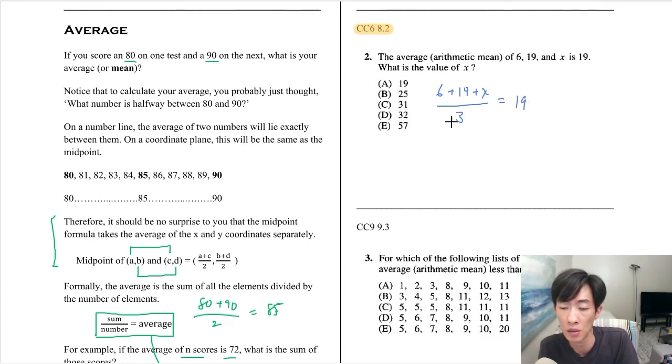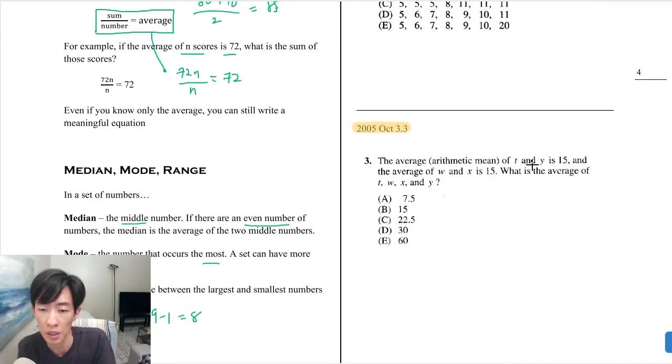So how do we figure out x? Just by simple algebra. Multiply both sides by 3, we get 6 plus 19 plus x. The right side becomes 57, 19 times 3. And then we're going to subtract 19 and 6 from the left side. We're going to get x equals 32. And we just solved it by using the average formula.